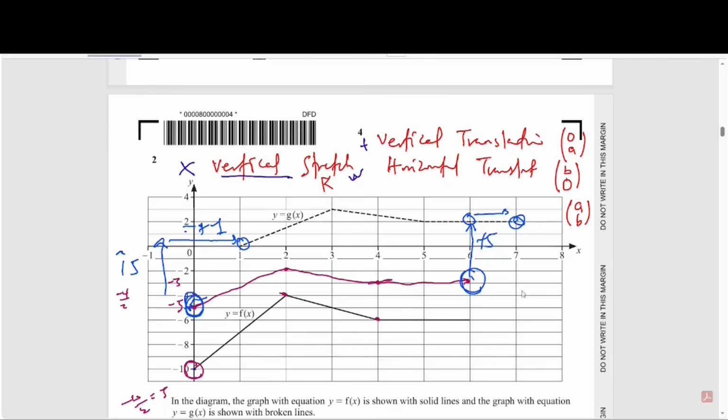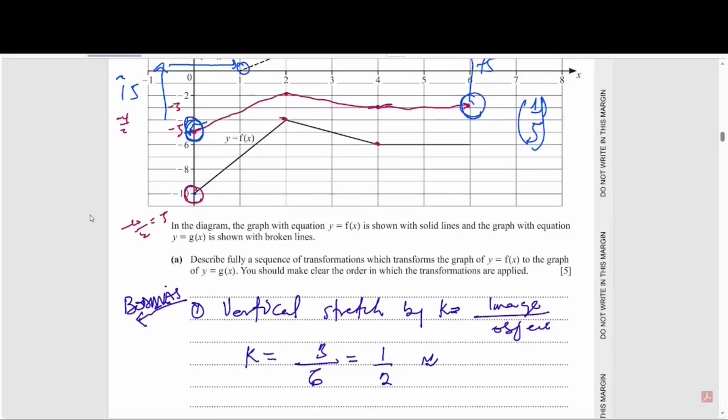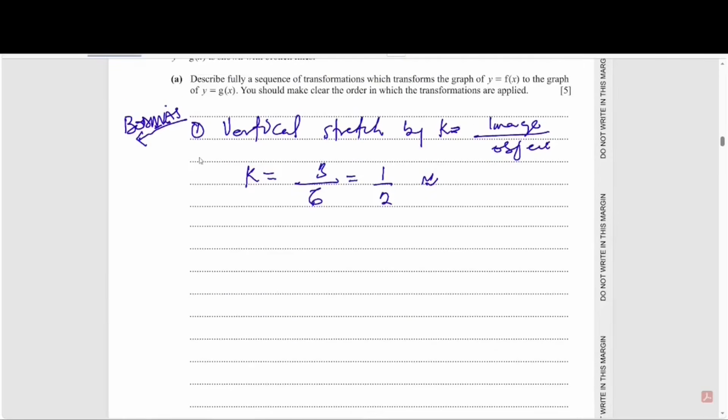So it means the translation is 5 units up, which is on the vertical axis, and then 1 unit right, which is on the horizontal axis, and this becomes our translation. So we finalize our answer by writing that's number 2.